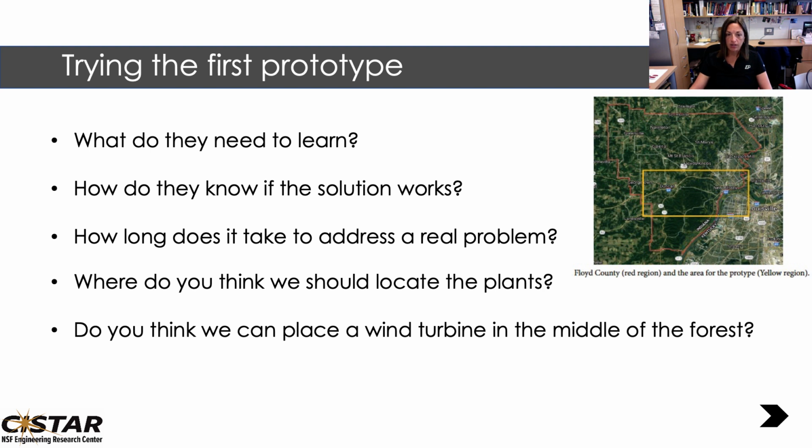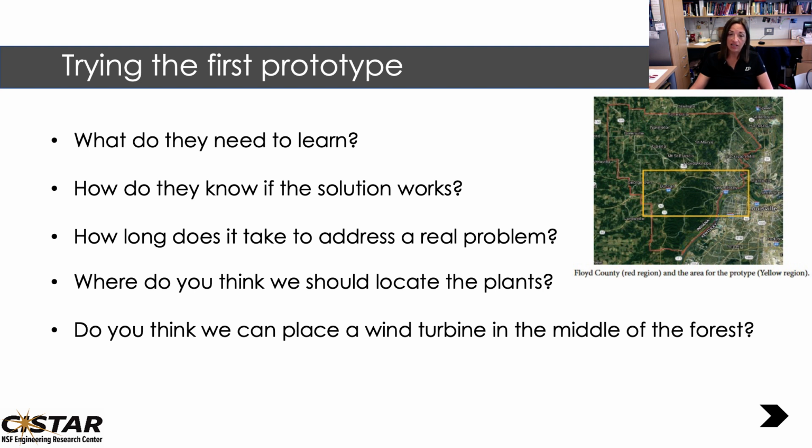Now it's time to begin to work on the initial prototype of the electrical power generating system for the electrical power grid of New Albany. The purpose of this activity is to help students get familiar with the material and reflect about the complexity of the engineering problem. Some things that engineers need to consider when working on complex problems are: what do they need to learn? How do they know if the solution works? And how long does it take to address a real problem?